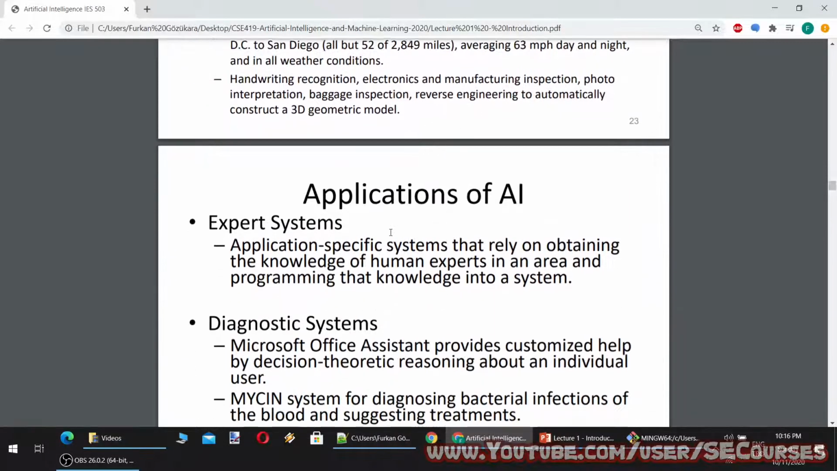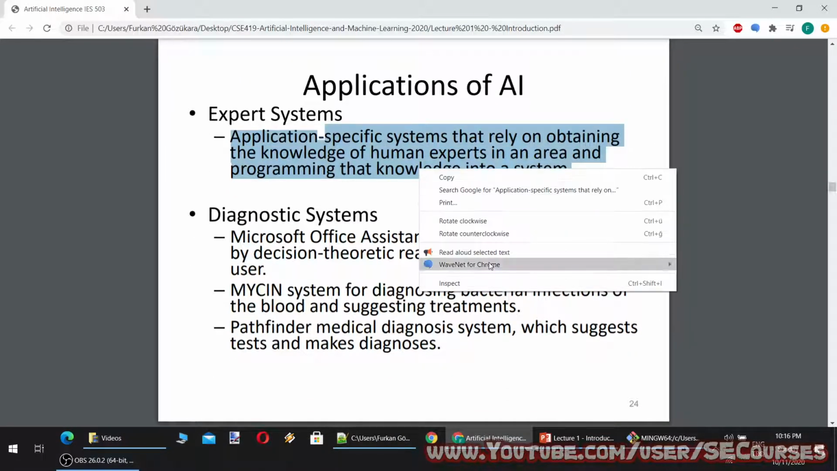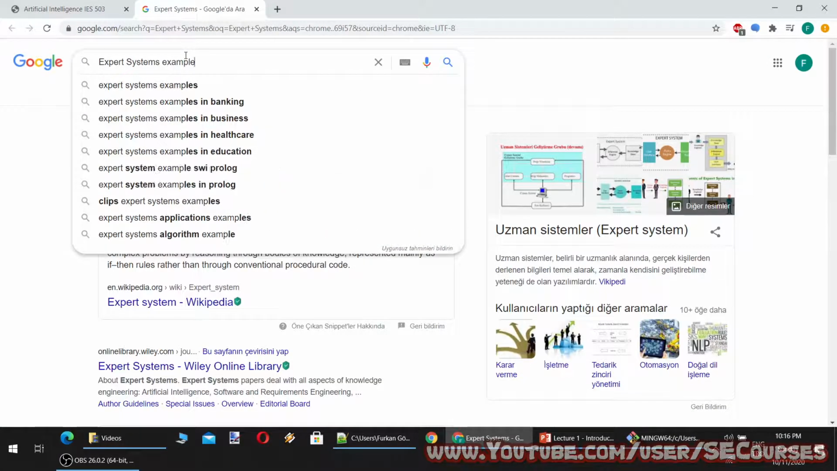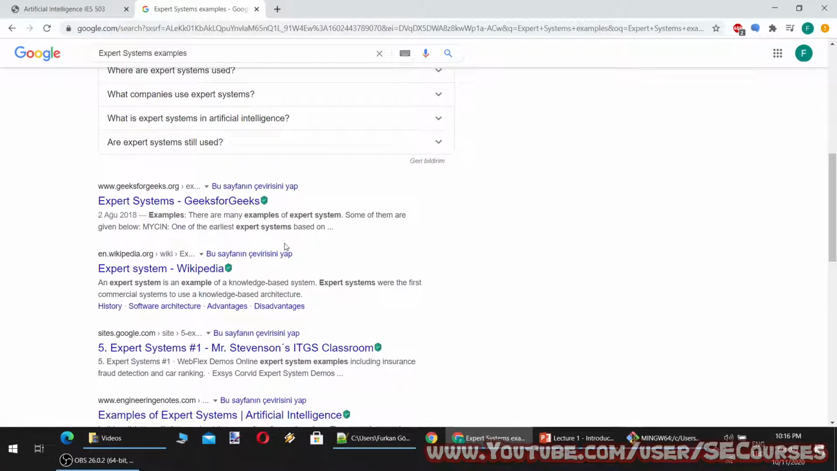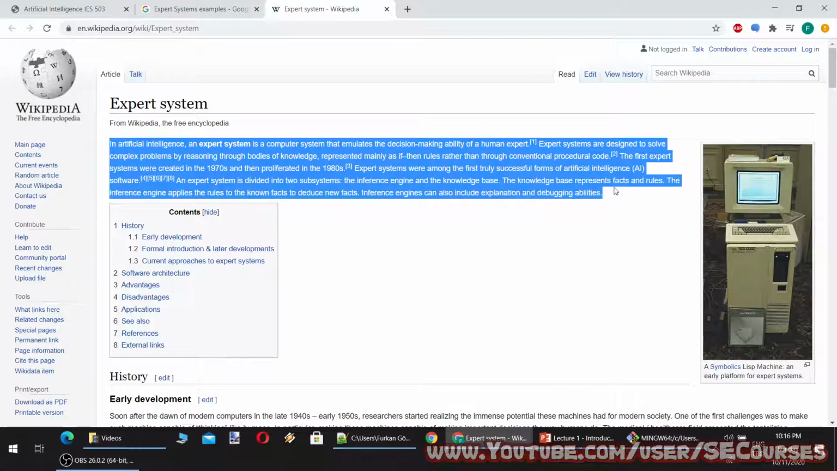model. Okay, applications of AI, expert systems. So what is an expert system? Let's see it. Application-specific systems that rely on obtaining the knowledge of human experts in an area and programming that knowledge into a system. Okay, for example, let's look at the Wikipedia. Expert system, let's read it.